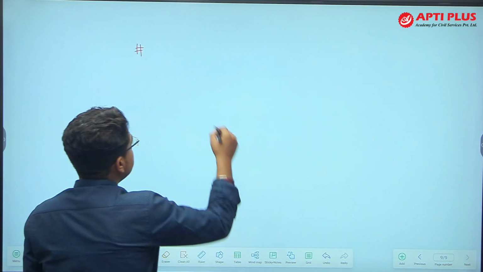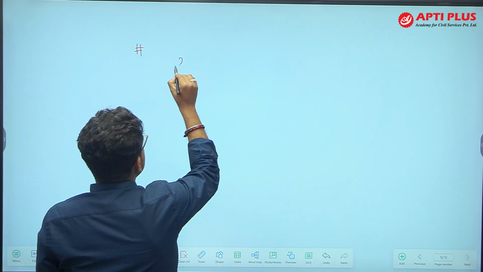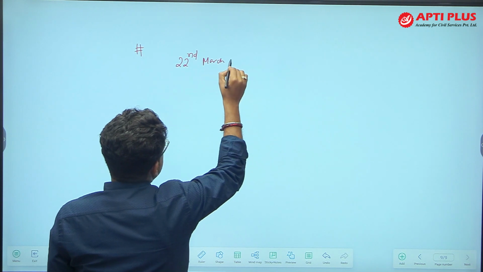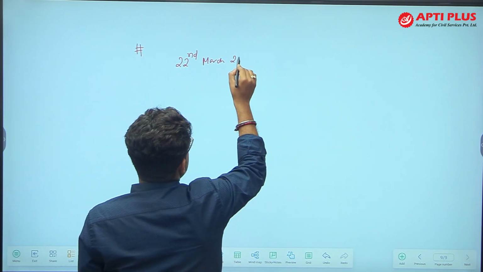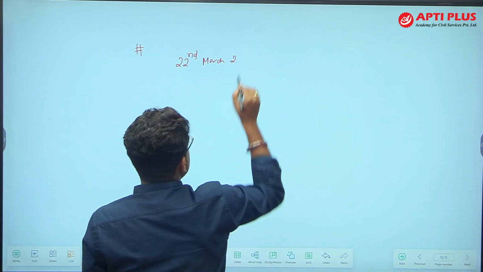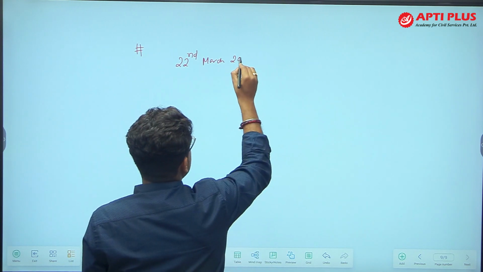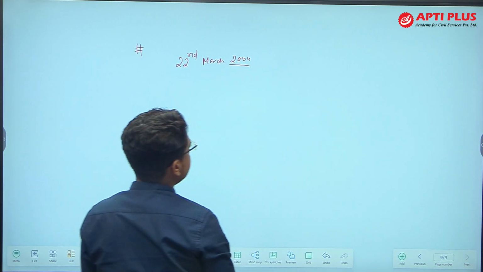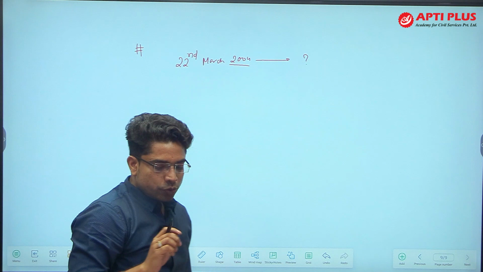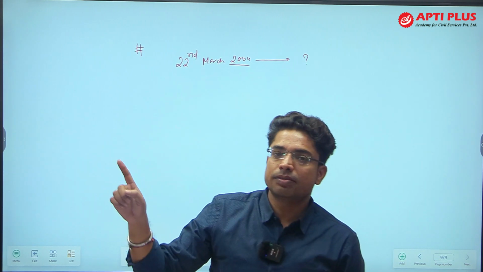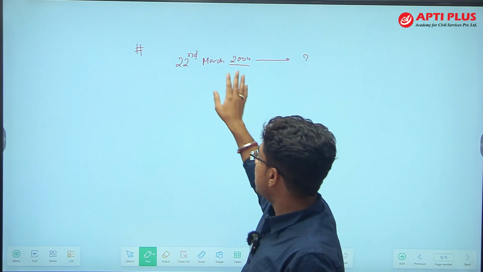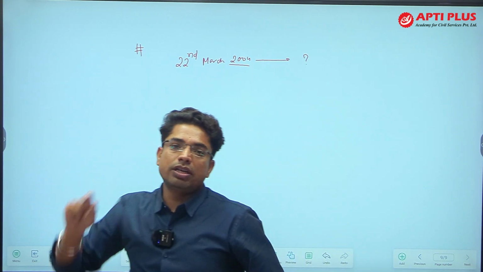Okay. Now let me take a case. I want to figure out 22nd March, I am just taking a random question, 22nd March 2003, or let me take 2004. 22nd March 2004 was what day of the week? Corresponding day we are supposed to find out. So listen carefully guys, what are we supposed to do? We are supposed to scan the entire 2003 years plus 2 months plus some days of March and see how many odd days have accumulated.